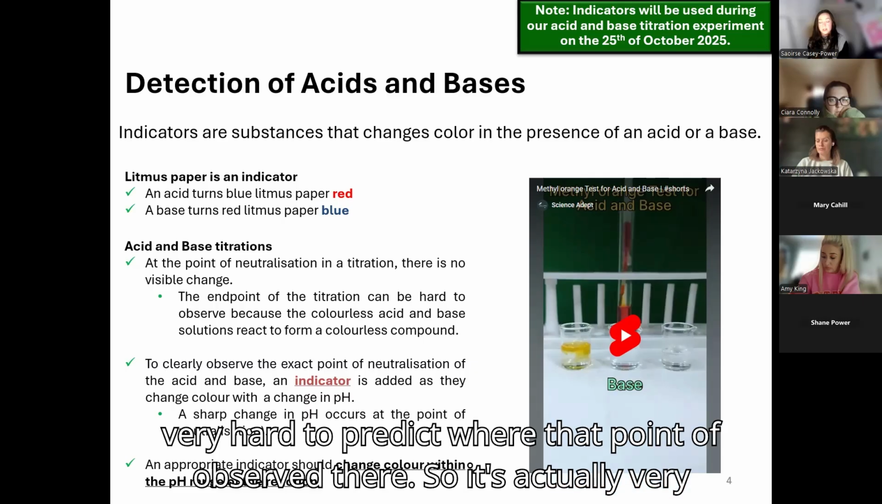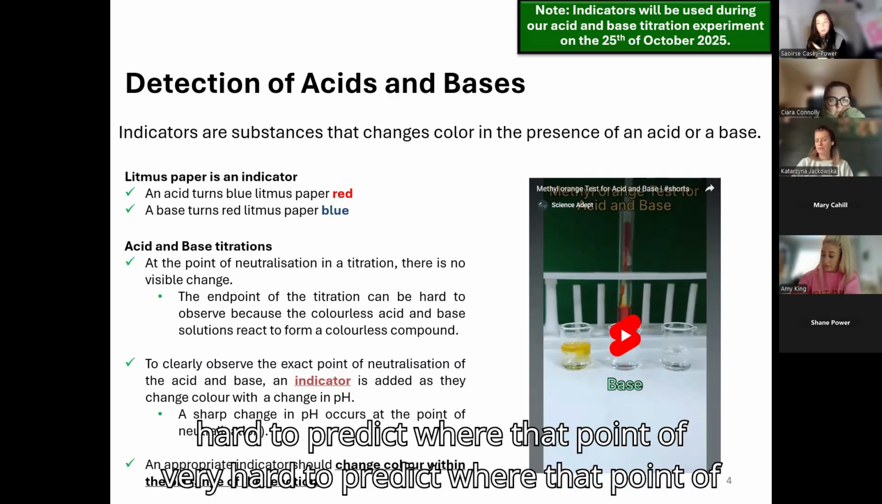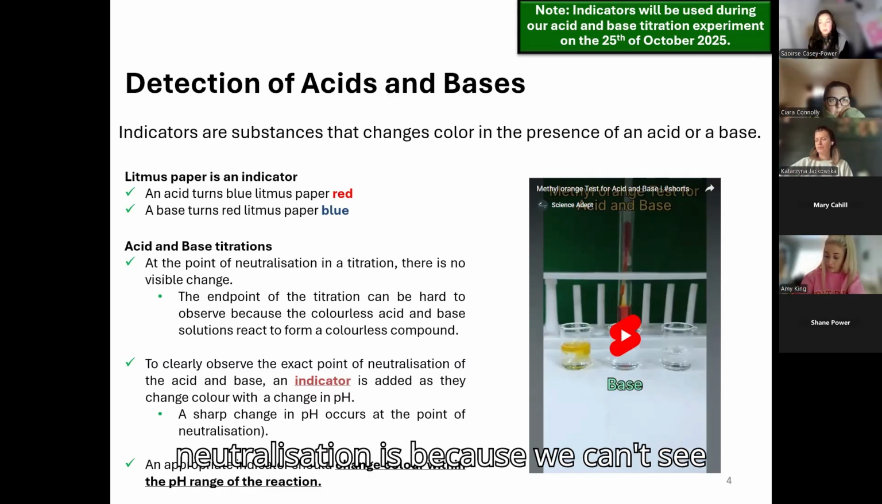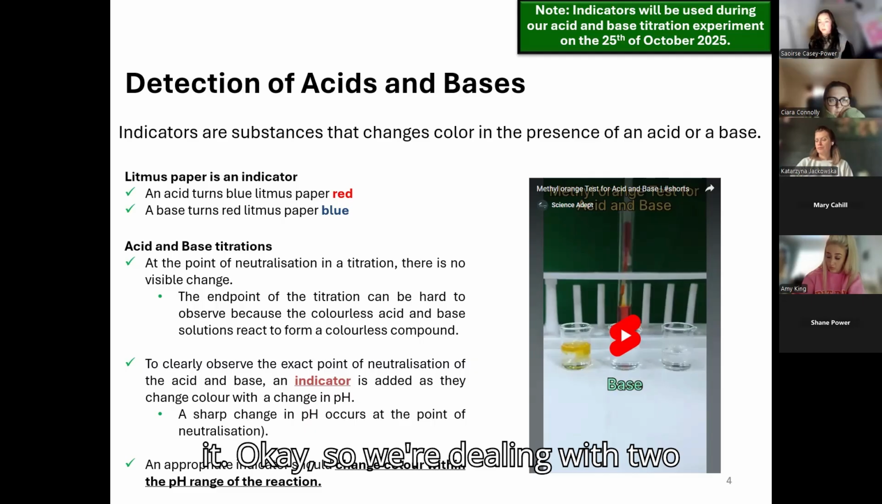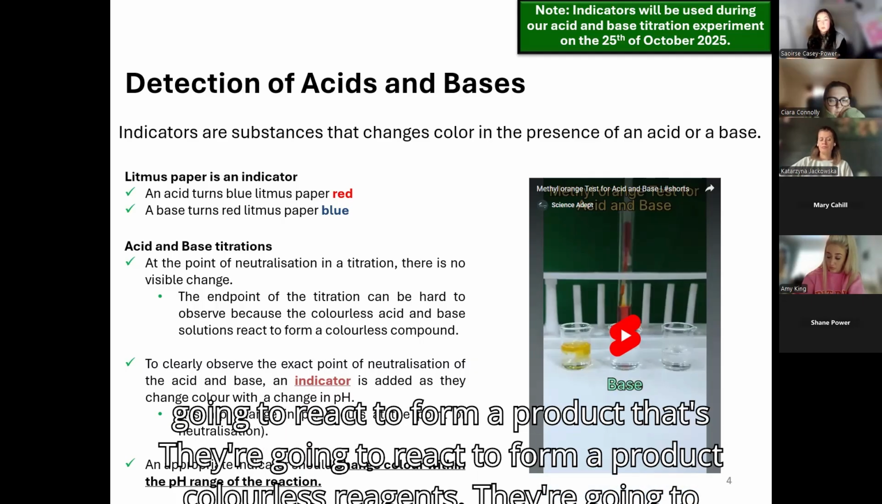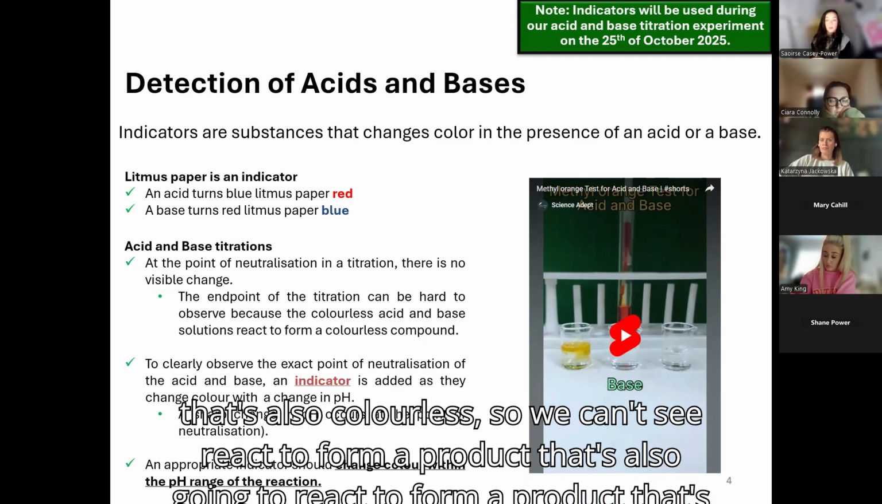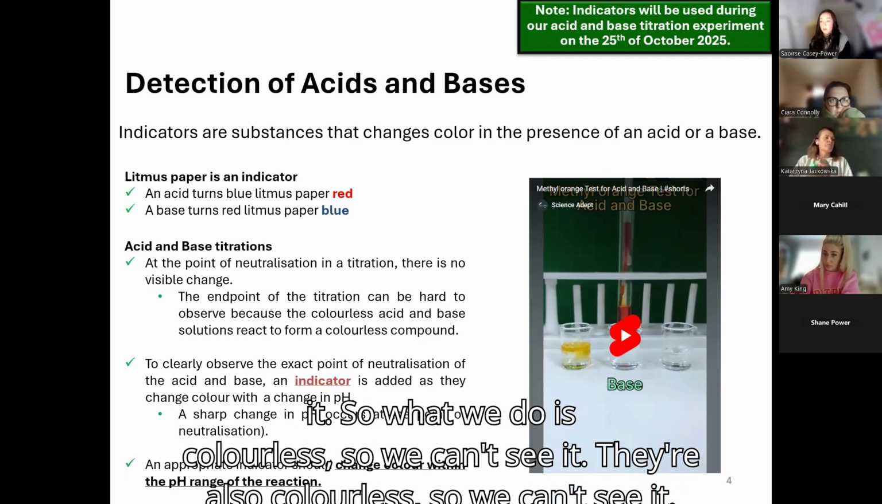So it's actually very hard to predict where that point of neutralization is because we can't see it. We're dealing with two colorless reagents. They're going to react to form a product that's also colorless. So we can't see it.